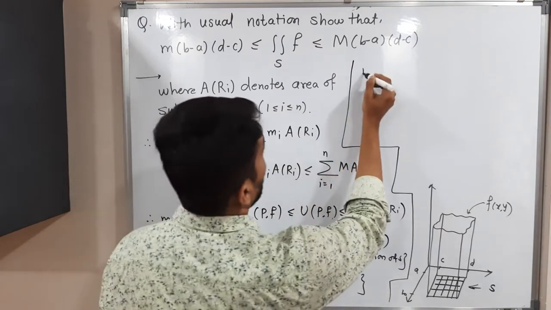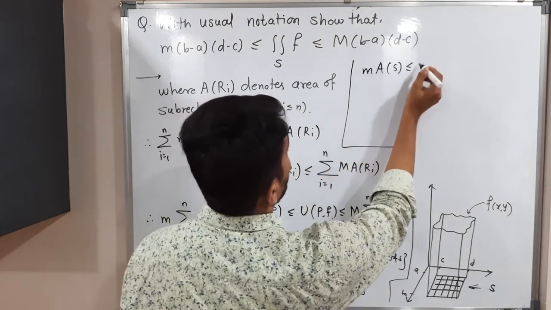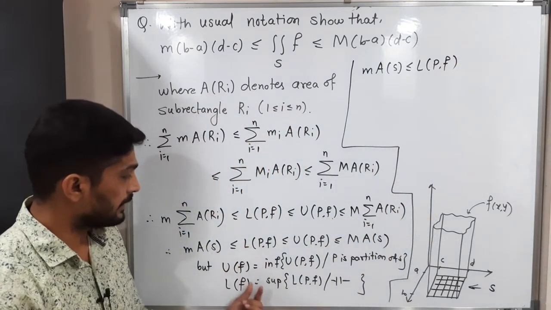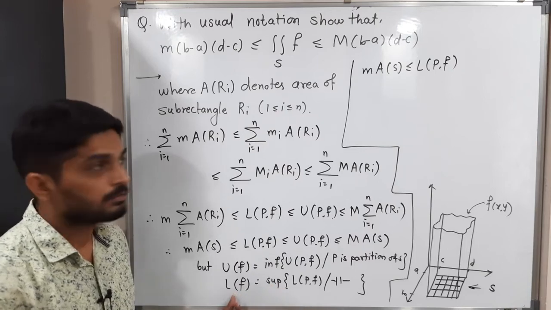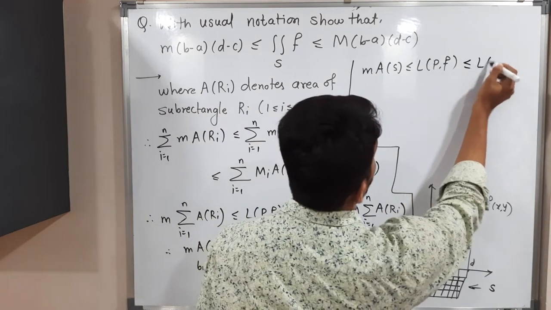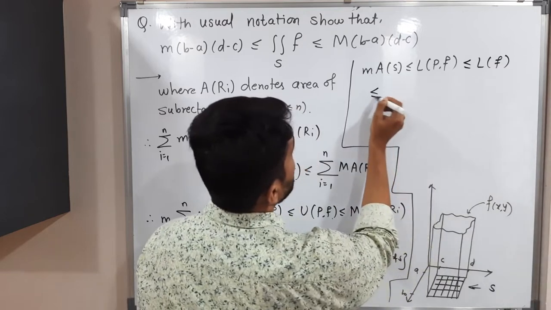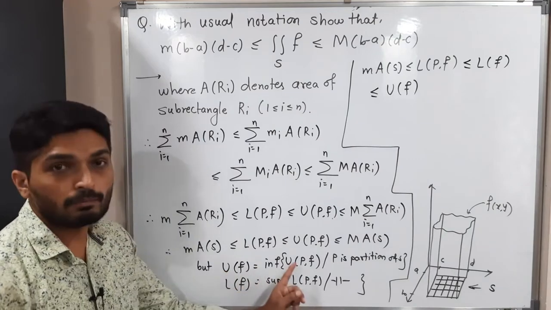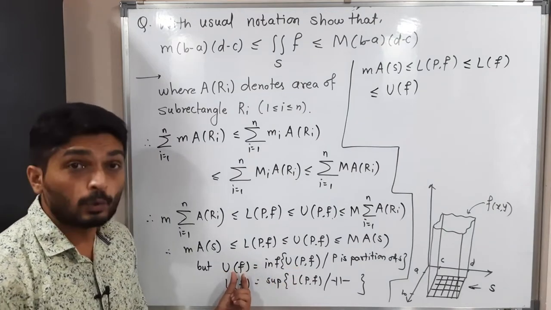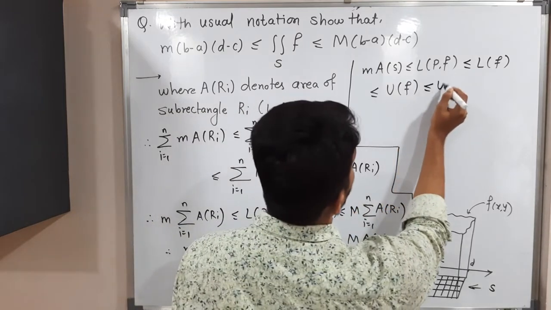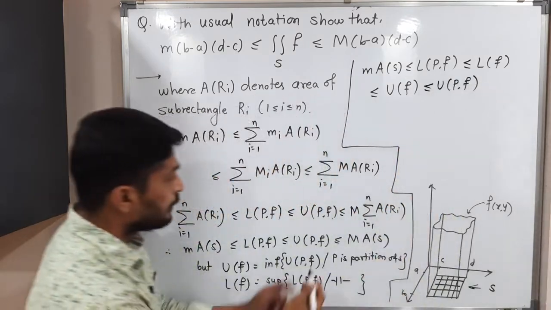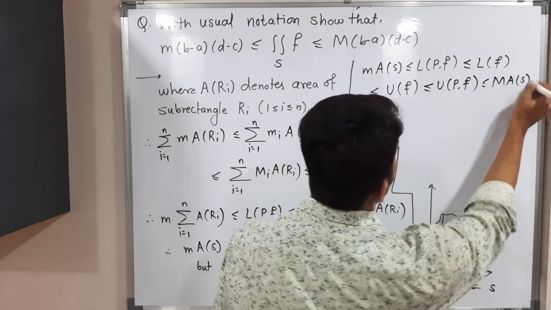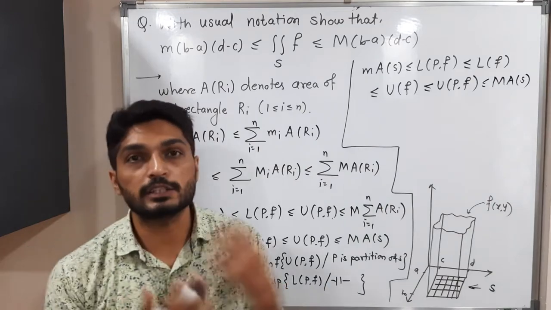So we will have m area of S less than or equal to L(P,f), right? And L(P,f), see, its supremum value is L(f), so therefore L(f) is greater than or equal to L(P,f). The lower integral is always less than or equal to the upper integral U(f), but see, U(f) is the infimum value of U(P,f), that means U(f) will be the lowest value of the upper sum, so this is less than or equal to U(P,f). And U(P,f) is less than or equal to M area of S. That means we combine all definitions and inequalities, and finally we got this one.